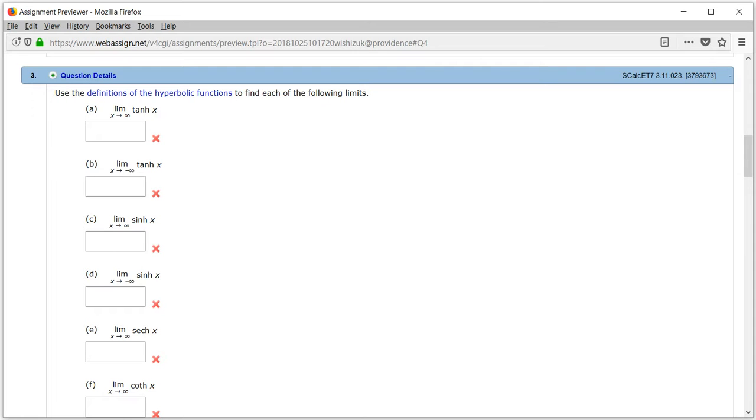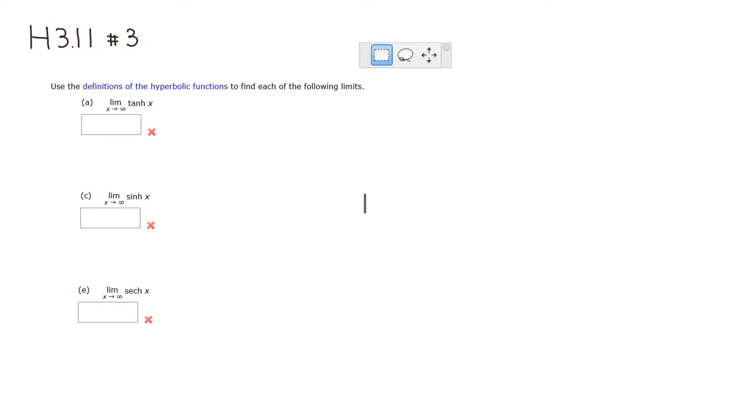All right, let's look at homework 3.11, problem number 3. So let's do a few of these. Let's look at part A. Remember the definition of a hyperbolic tangent. We want to take the limit as x approaches infinity.